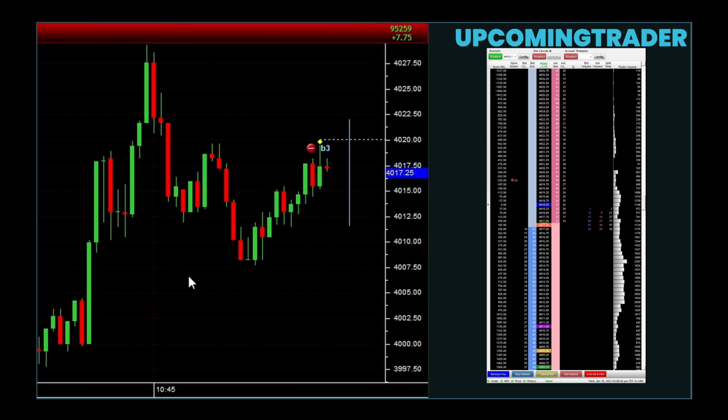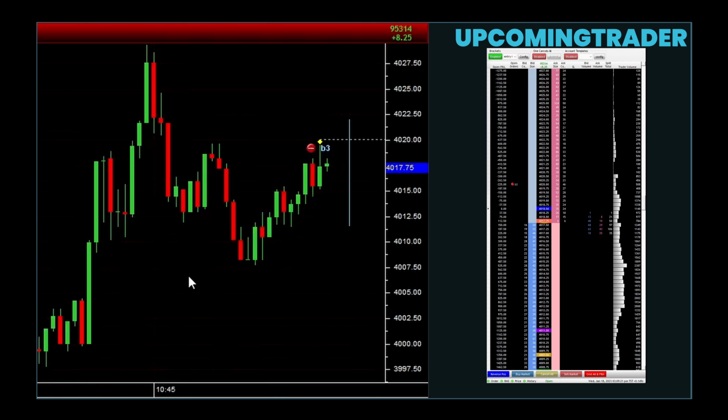Flags are another common chart pattern that traders look for. A flag pattern forms after a strong price move, followed by a period of consolidation that looks like a flag. If the price breaks out of the flag pattern and crosses the exponential moving average, it can signal a continuation of the previous trend. Bullish flags indicate that an uptrend may continue, while bearish flags suggest that a downtrend could persist.